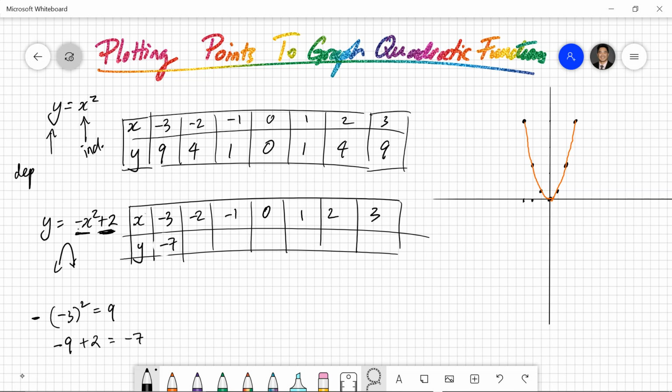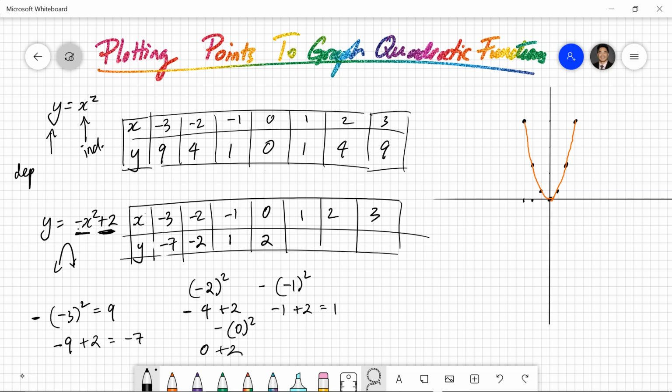All right, so next number. Negative 2 all squared is 4. But we want the negative of that. And then we're going to add 2, which makes it negative 2. Same thing, if we have negative 1 all squared, the negative of that is just negative 1. I'm going to add 2, then we get a positive 1. And then if we have 0 squared, obviously that's just 0, but we're going to add 2 to that value. So we have 2.